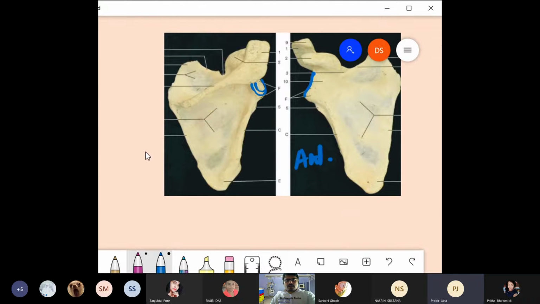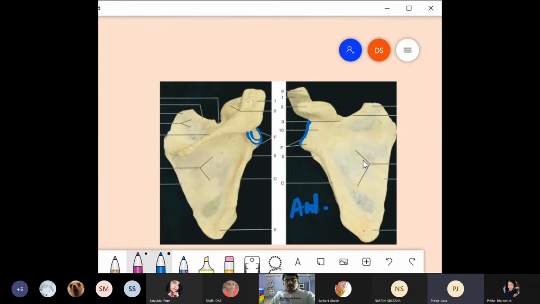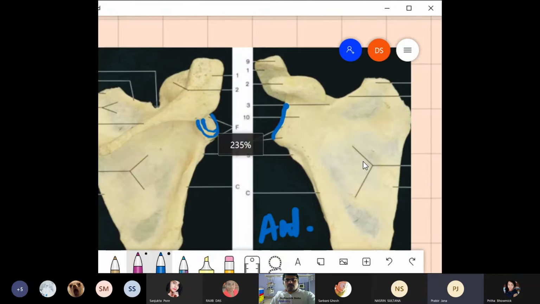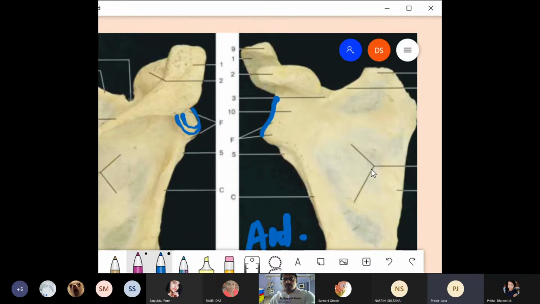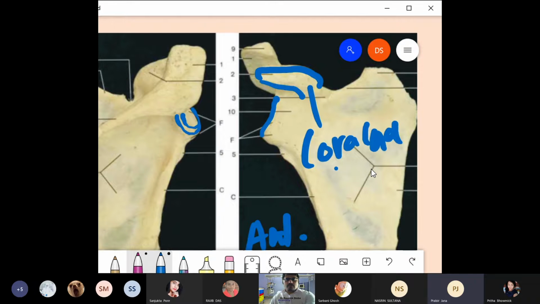Okay. Now, in the anterior view, what you get additionally is a structure having the shape of the beak of a crow. Having the shape of a beak of a crow means it looks like the crow's beak. It's known as the coracoid. Coracoid basically means something related to crow. So related to the look of the beak of a crow is the coracoid process.